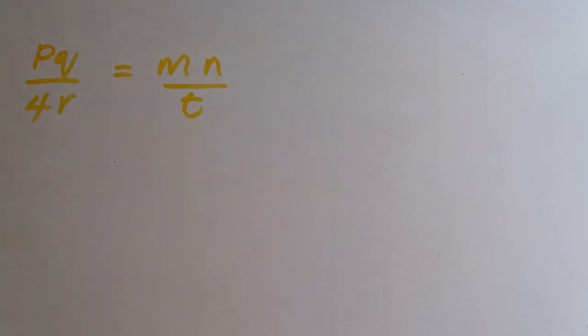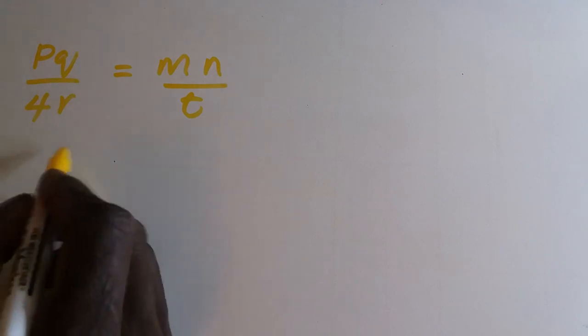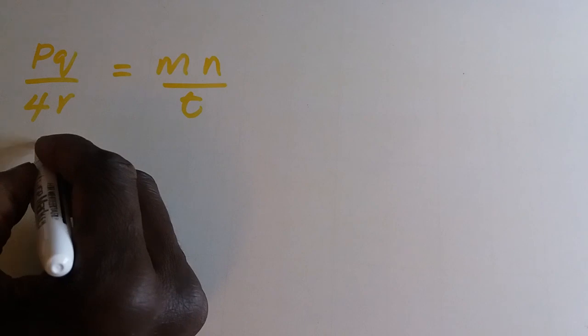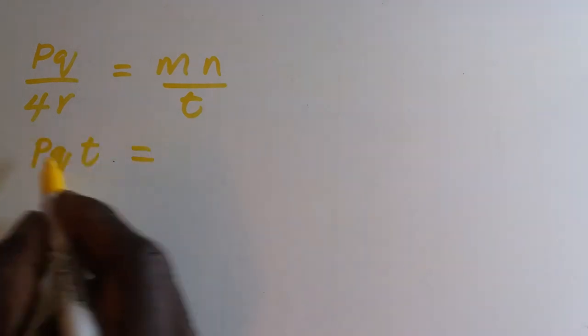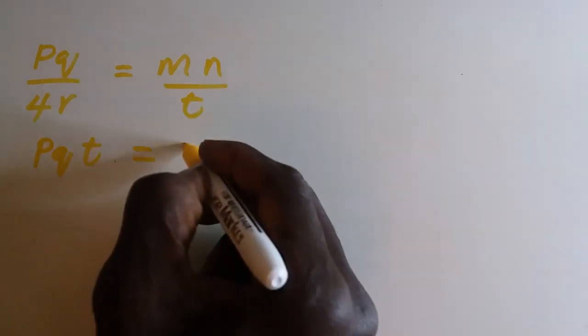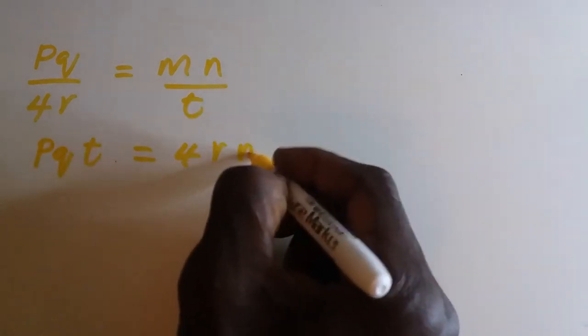Here we need to make R the subject of this formula. At the moment, PQ over 4R is the subject, but we want to just have R all by itself. The first thing we do is to cross multiply, and in that way we're getting rid of the fractions. So PQ times T will give us PQT, and 4RMN will give us 4R times MN.